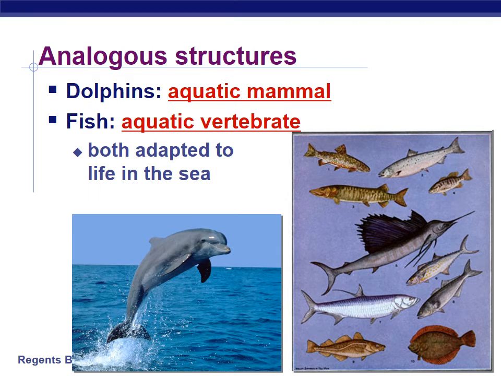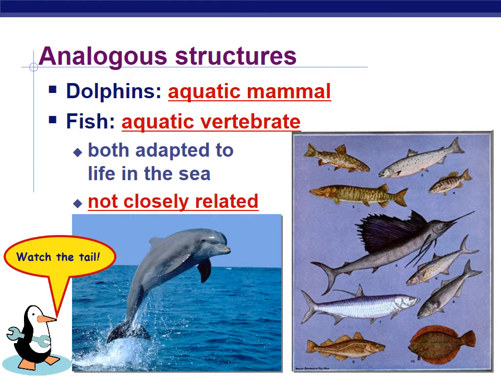More examples of analogous structures: dolphins and fish. Dolphins, as you also should know, are aquatic mammals, and they breathe air. Fish are aquatic vertebrates, so they breathe in water. Both adapted to life in the sea. However, they are not closely related, because one's an air breather and one's a water breather. But they both have similar structures. They both have fins, so therefore the fins of a dolphin and a fish are analogous. They are not closely related, but they came up with the same solution to a similar problem. They needed to swim.